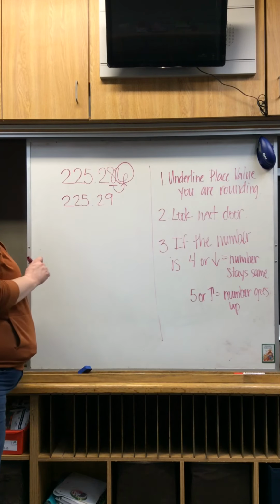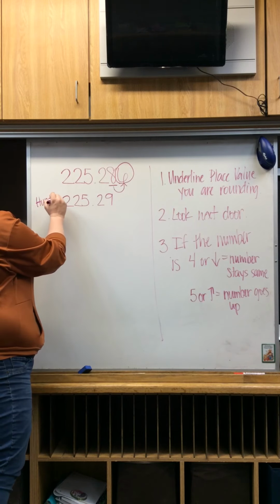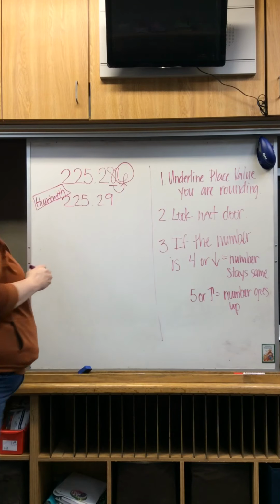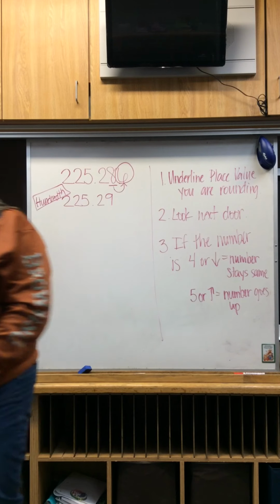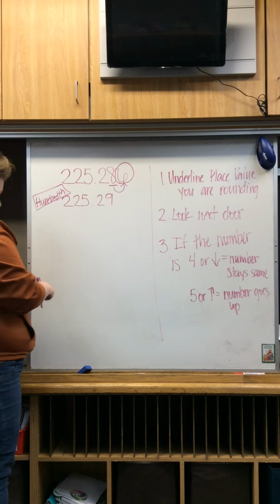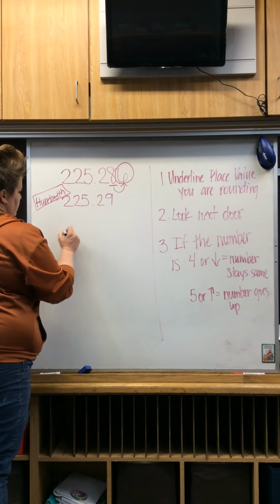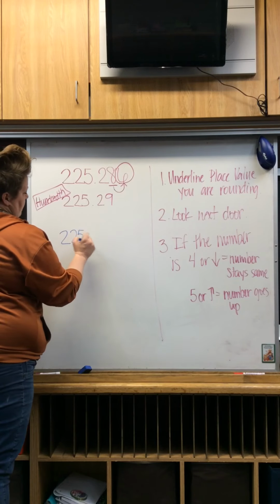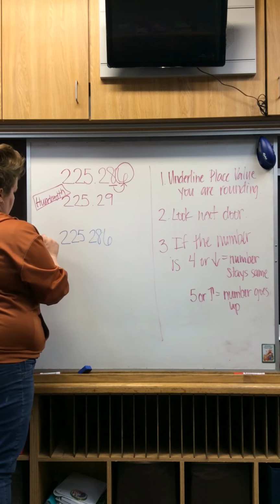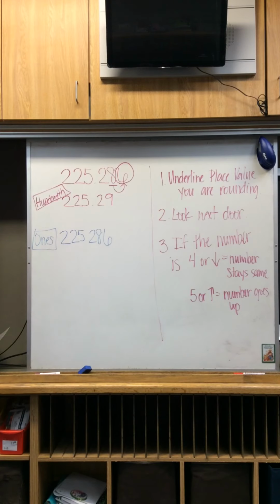Okay, so rounded to the nearest hundredth, you would get 225.29. Okay, so let's go to the ones. I'm going to write in blue. So now we have that, starting with the same number, 225.286, rounded to the ones, the nearest one.